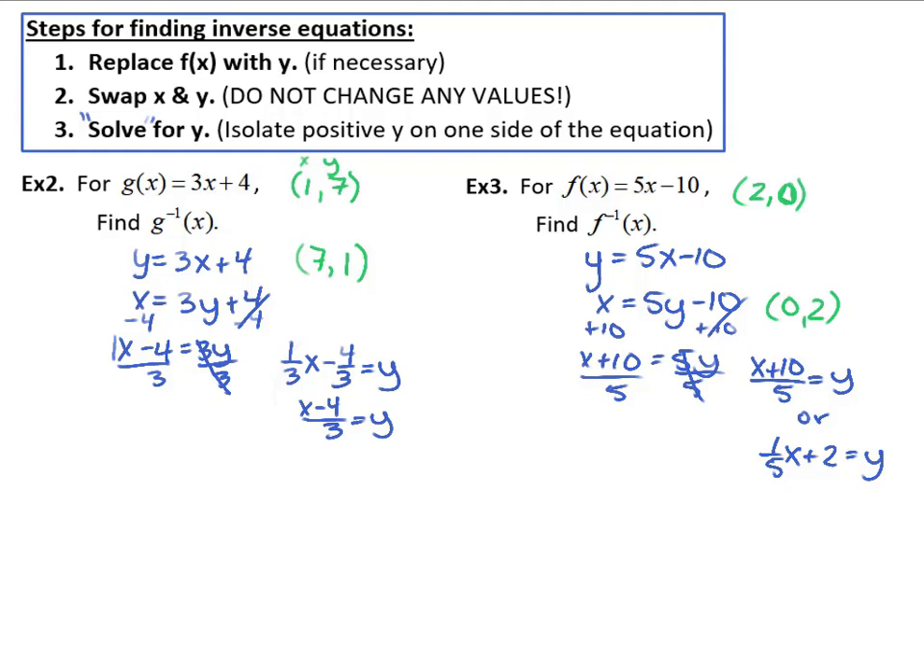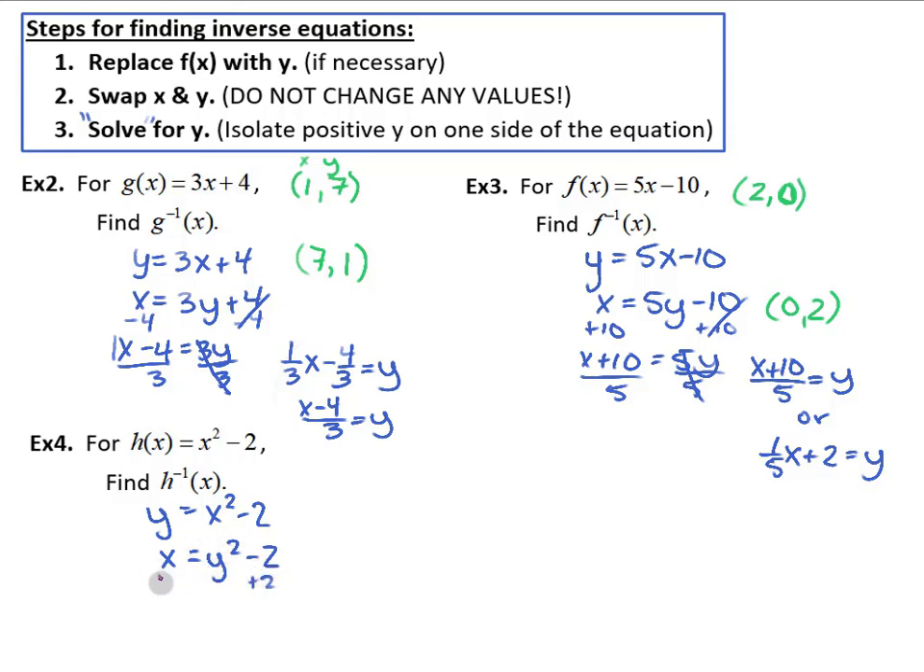Okay, let's do our last example here. This time it's giving me a slightly more difficult one to work with. We have a quadratic. But again, let's go through our steps. So we're replacing h of x with y. Swapping x and y. And then getting this y by itself, positive, isolate y. So we're going to start by adding 2 over. x plus 2 equals y squared.